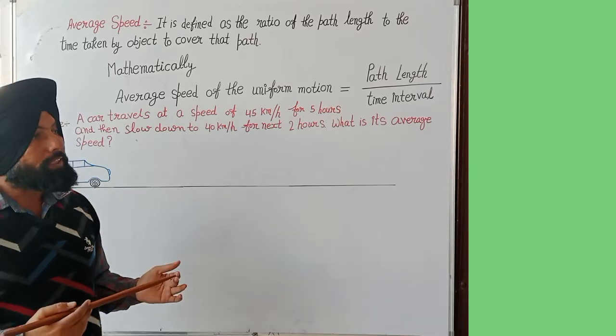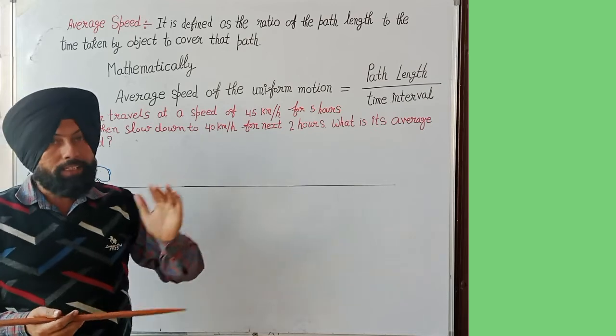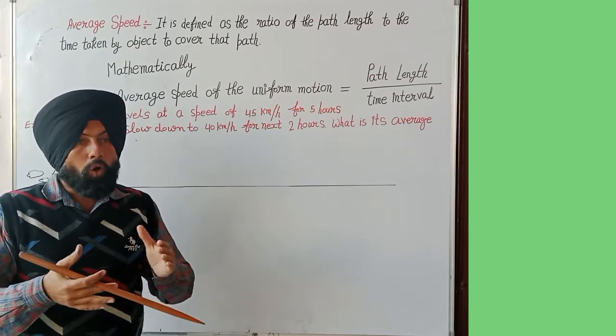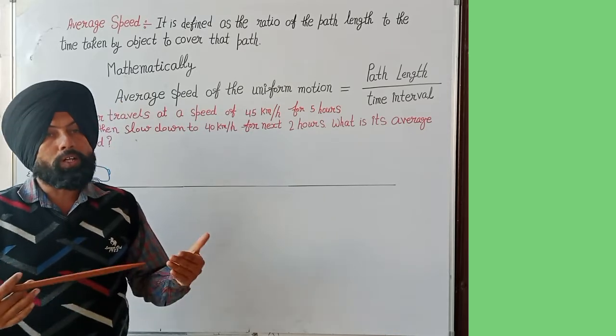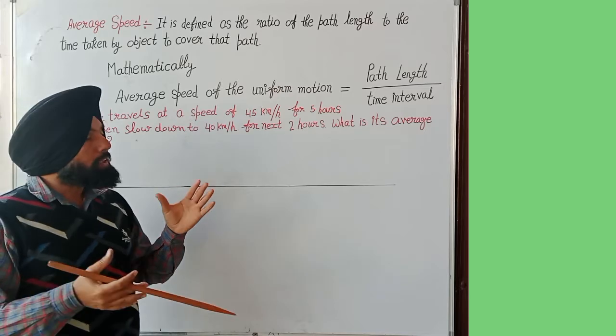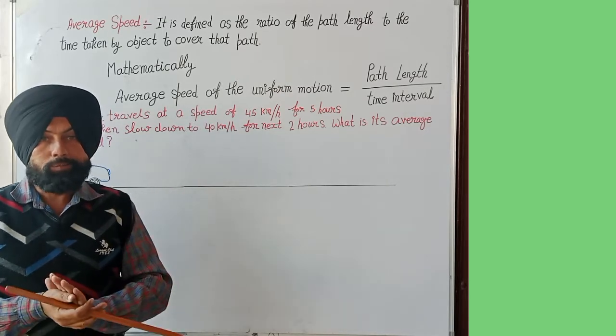Average speed is the total path length covered by an object, body, or you can say vehicle, in the total time interval.